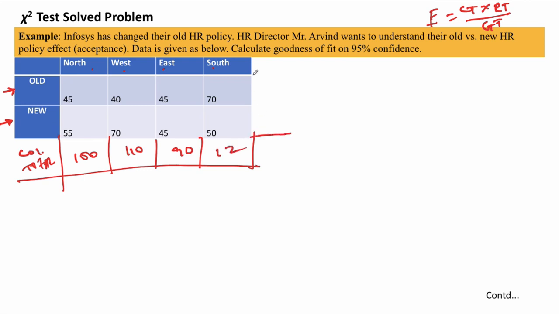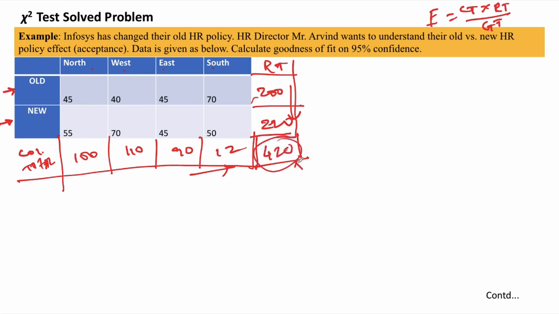Clear? Now similarly I will have the row total. What is the row total value? 45 plus 40 plus 45 plus 70, which is 200. 55 plus 70 plus 45 plus 50, which is 220. And this is the gross total. Either you add this way or this way, both will be the same. So 200 plus 220 will be 420. This is nothing but the gross total. Now you have all the values: CT, RT, GT. Clear? Now for each and every cell we need to find out the expected value.